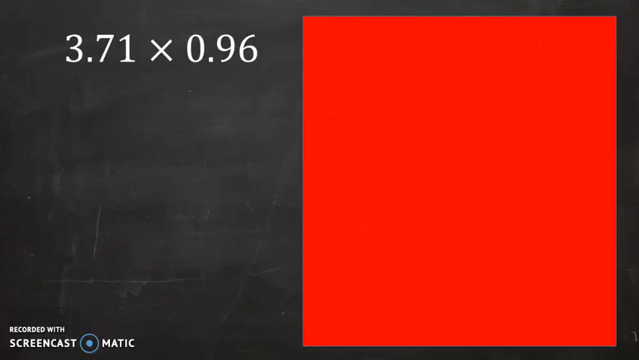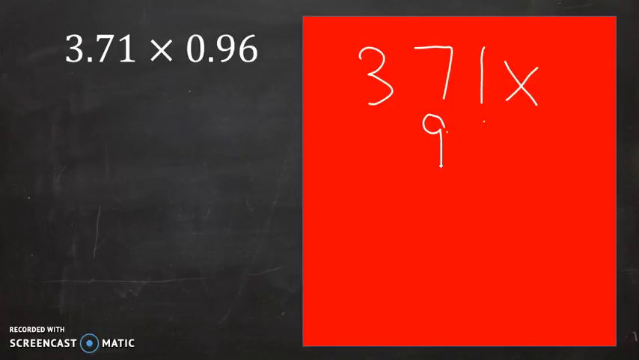Let's do this last example just the quick way. I'm not going to convert to fractions this time around. We look at the two decimals and we write out the numbers as if there are no decimal places. So that's 371 times 96. That's clearly not something I can do in my head, so I'm going to multiply it out.